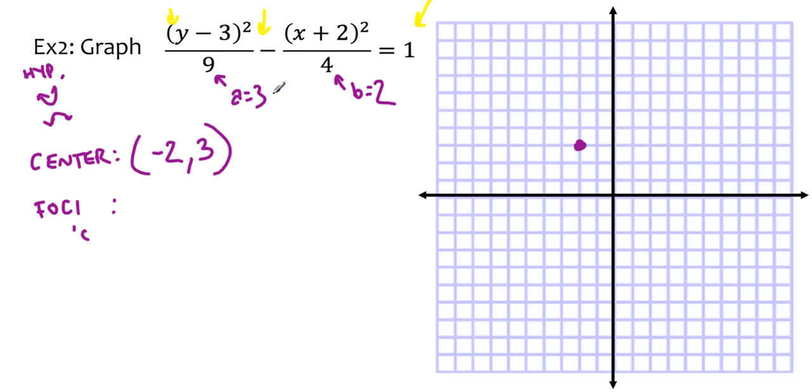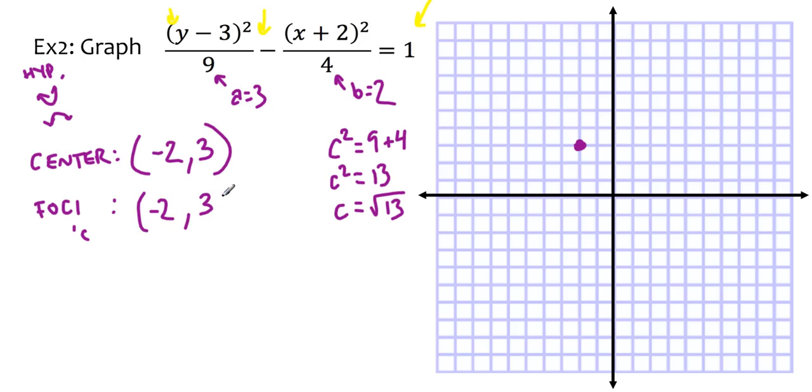All right, so our A value is 3, B value is 2. So to find our C value, take A squared plus B squared. That's 13. So our C value is the square root of 13. Okay, so since our hyperbola is going to open up and down, then we're going to add and subtract that to our y value. So our focus points are going to be at -2, 3, plus and minus root 13. If you want to write them separately, you're welcome to.